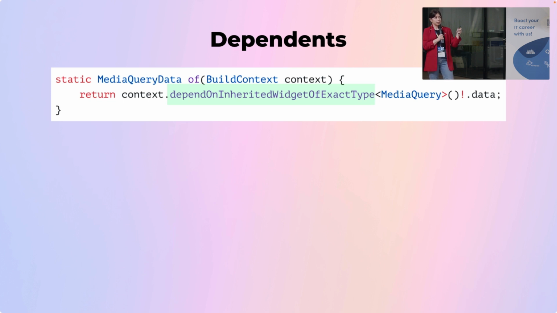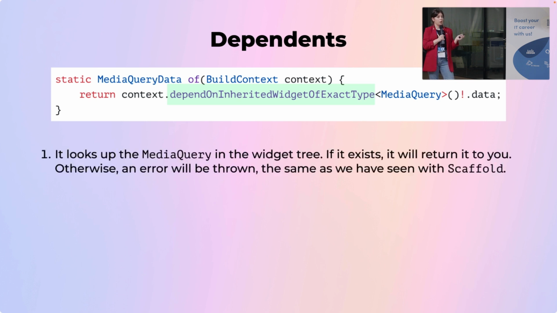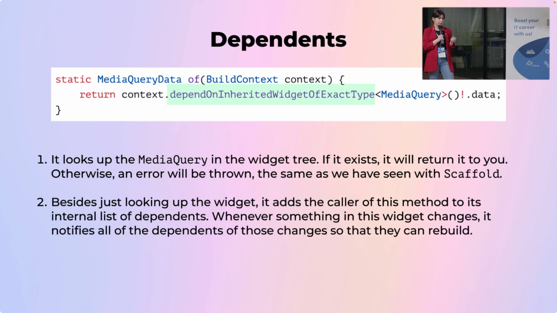Well, when you access MediaQuery via the .of method, look what's going on under the hood. We again take our context. We call the dependOnInheritedWidgetOfExactType method of the context, and here's what happens. First of all, the same way as it was with Scaffold, it looks up the MediaQuery in the widget tree, and if it doesn't find one, then it throws an error.